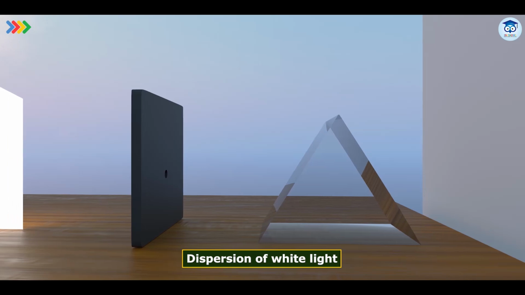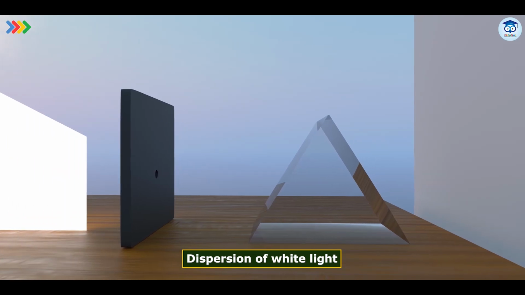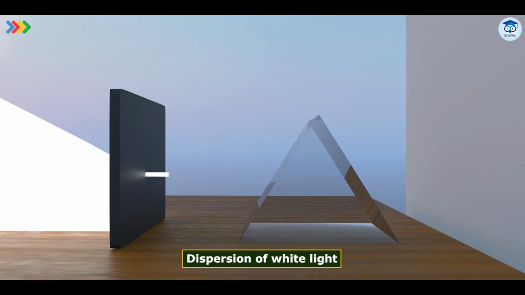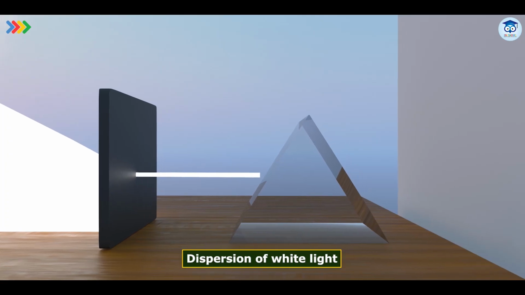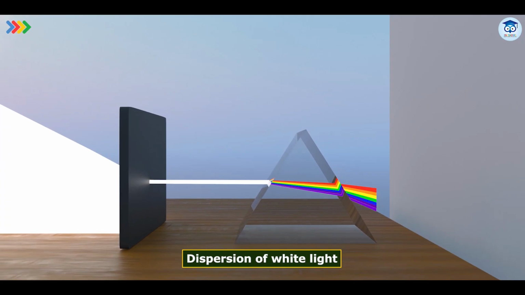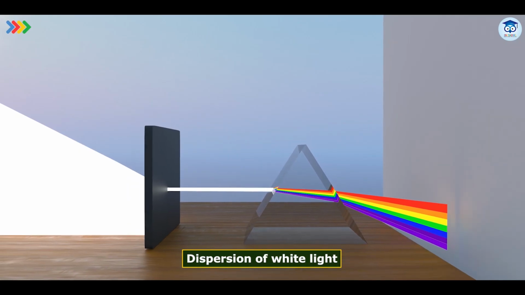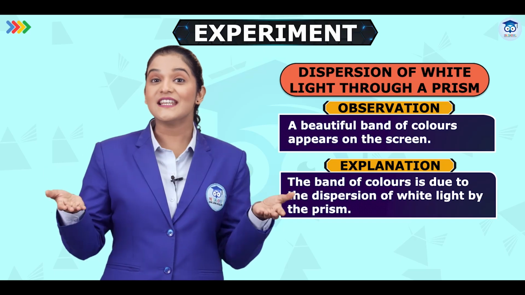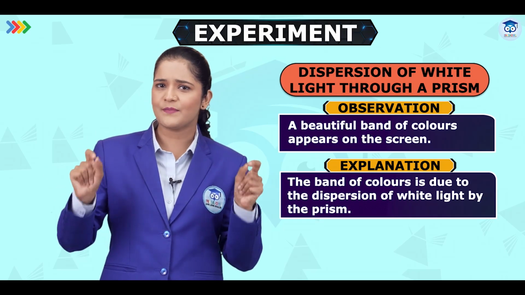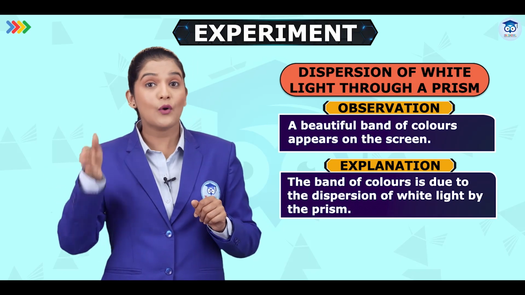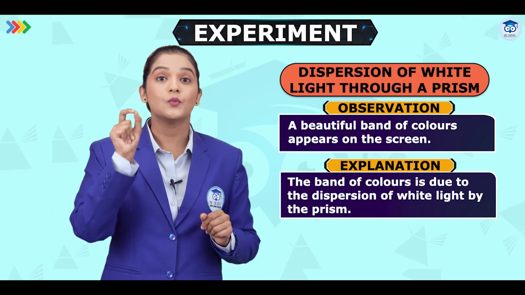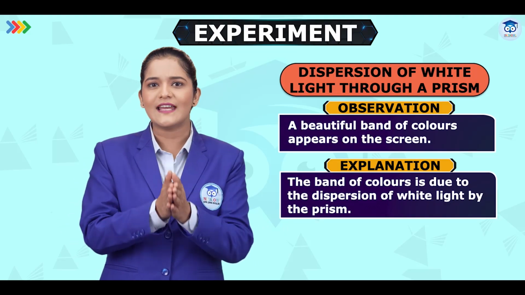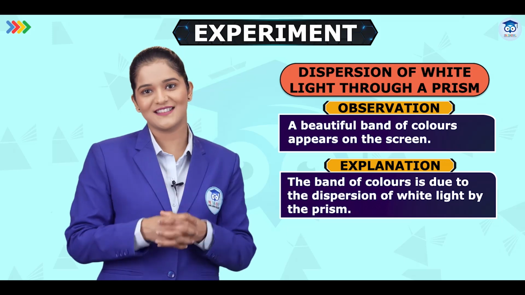Next, place a glass prism in such a way that the light from the slit falls directly on one of its faces. What you will observe is a beautiful band of colors forming on the screen. This is the result of the white light getting dispersed inside the prism into its constituent colors. This band of colors is known as spectrum, also called the white light spectrum, which visually confirms that white light is made up of multiple colors.